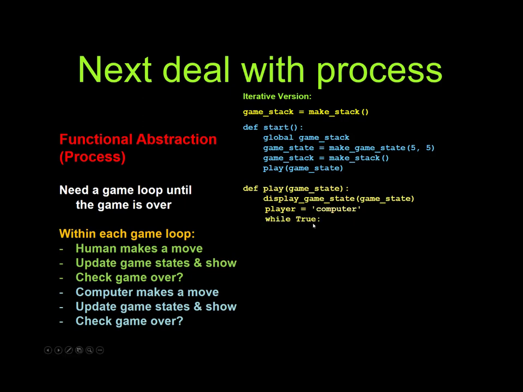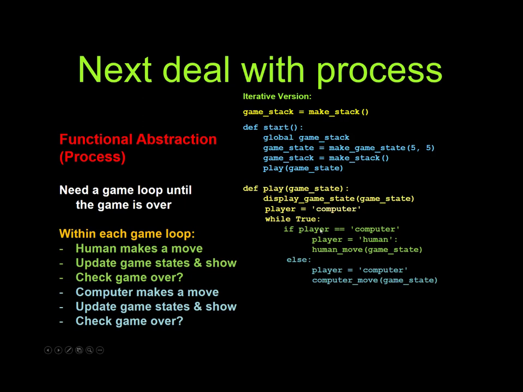While true, so this is the main game loop. If the current player is the computer, the player will have to be the human now, and the human makes a move. Otherwise, the player is going to be the computer and the computer makes a move. After the move, you check if the game is over. If it is, announce and break out of the while loop. Otherwise, you display the game state and repeat the loop, and so on. So this is the iterative version, just simply unfolding the recursion into more explicit statements.